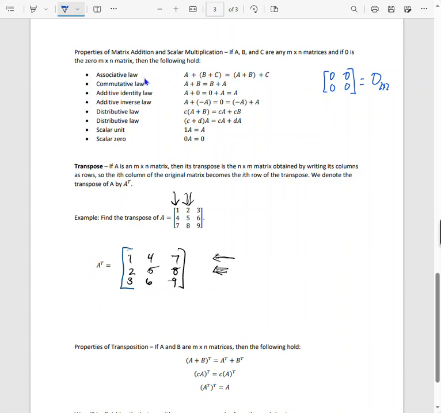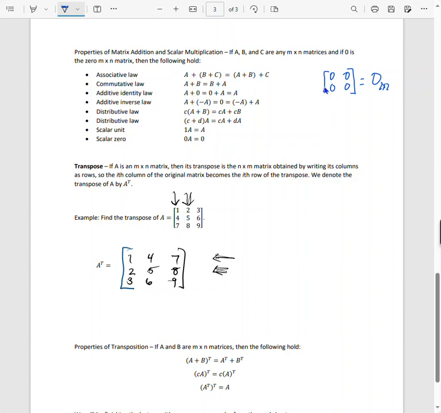We have an associative law. It doesn't matter when you're adding three matrices which order you group them in. Commutative law. Whether you add A plus B or B plus A, it doesn't matter because addition can go either way. Additive identity law.